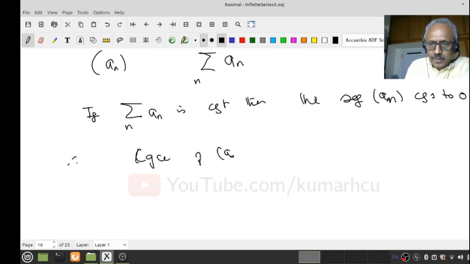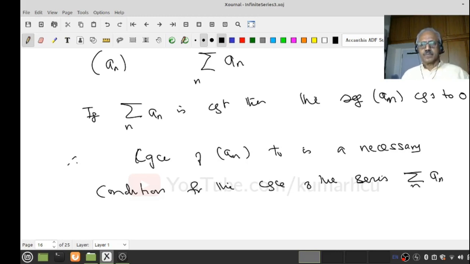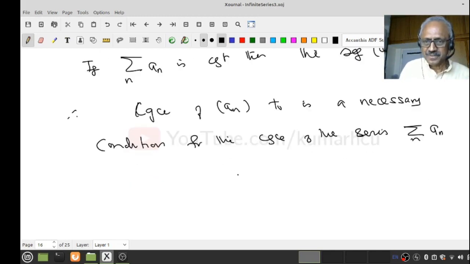Therefore, convergence of a_n to 0 is a necessary condition for the convergence of the series. You understand? So in other words, if I start with a sequence a_n of real numbers which is not convergent to 0, it may be convergent also, but if it does not converge to 0, then the associated infinite series cannot be convergent. Okay, try to think of it in a slightly different way.